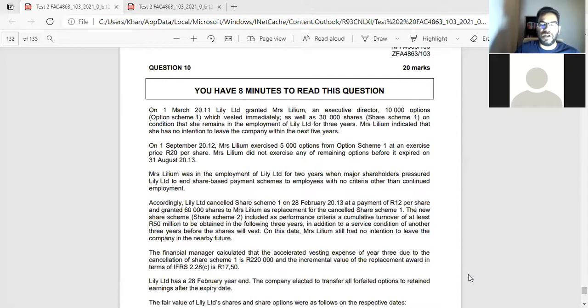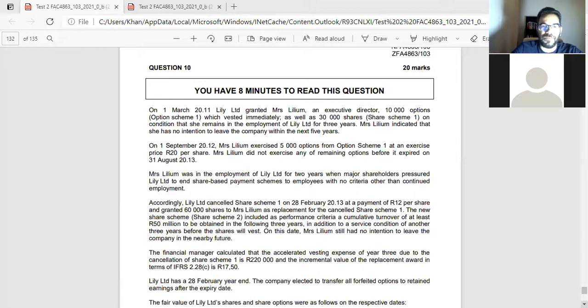So on 28 February 2012, that's the end of year 1, we will do that journal entry. Debit employee costs, credit share-based payment reserve equity. The full amount will be recognized for the options. Why? There's no vesting period. When it comes to the shares, there is a vesting period. So that full amount we will spread over the vesting period, which in this case is 3 years. So after year 1, we will recognize 1/3. And why can we recognize it? Because we expect her to be in employment at the end of the 3-year vesting period. How do we know that? Because she said she has no intention to leave within the next 5 years.